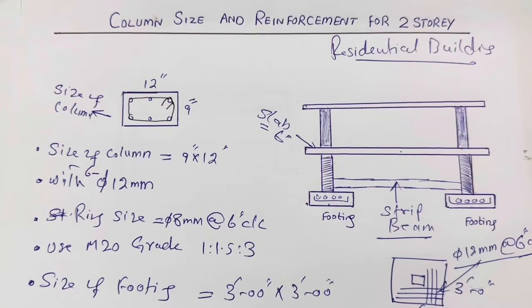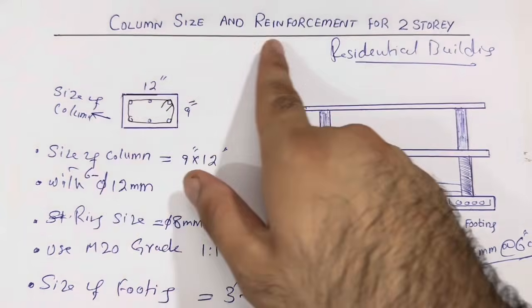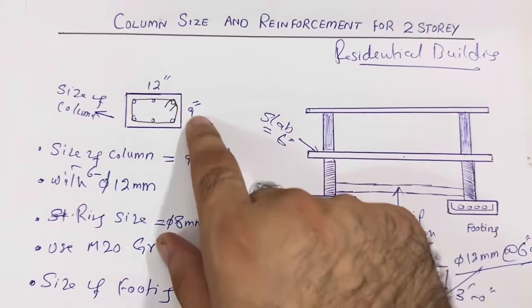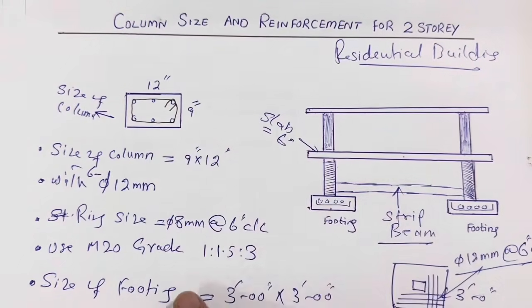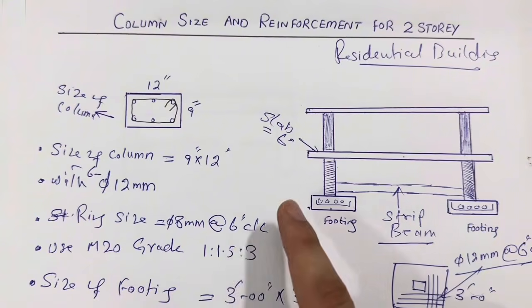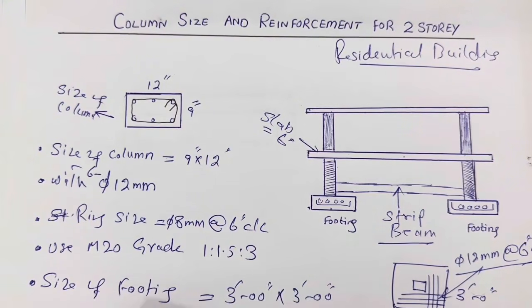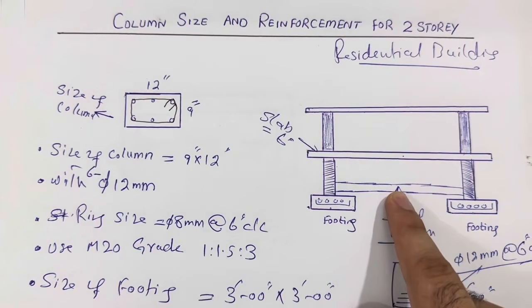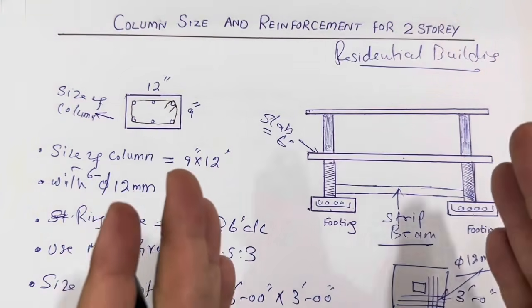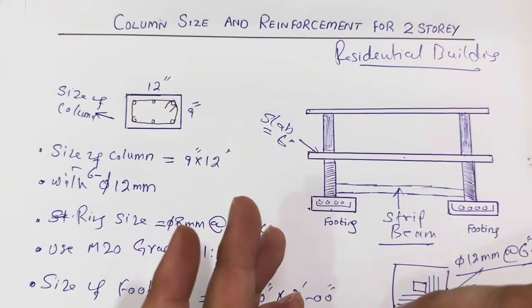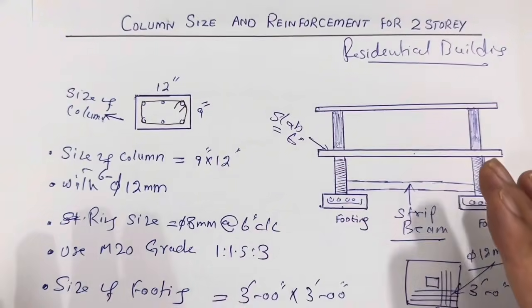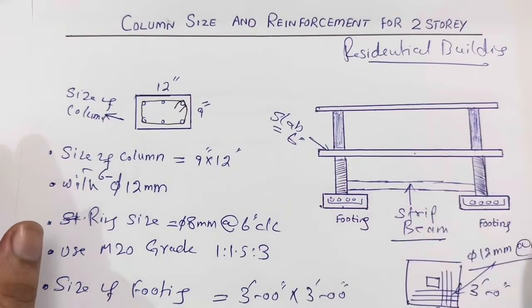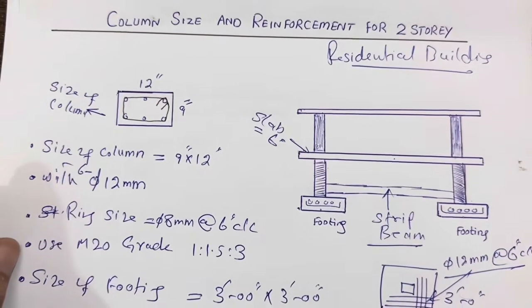Hopefully you got everything related to this topic, especially the column size and its steel reinforcement details: 9 by 12 inches with 6 numbers of steel reinforcement. Stirrup dia or tie dia should not be less than 8 millimeter with the spacing of 6 inches. Use M20 grade concrete. The footing size should not be less than 3 feet by 3 feet. And the strip beam should be provided, because these columns should be connected by a beam, which is called a strip beam, and use a minimum of 4 numbers of bars in the beam, 2 at the bottom and 2 at the top. But all this data which I've discussed is especially for a residential building.